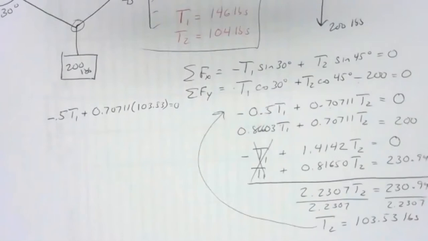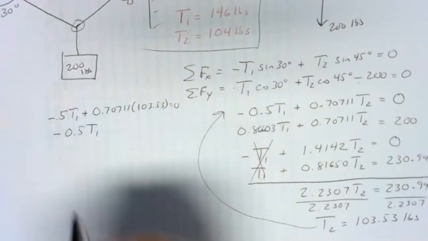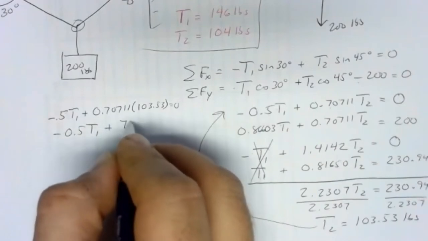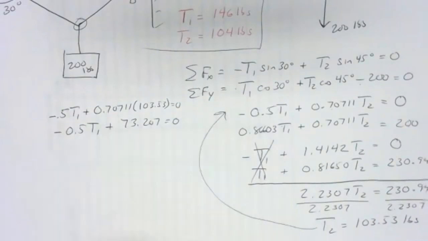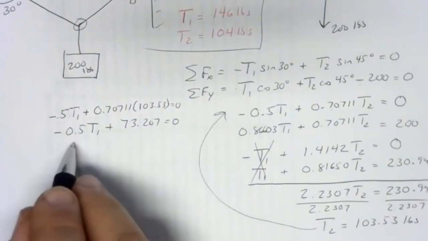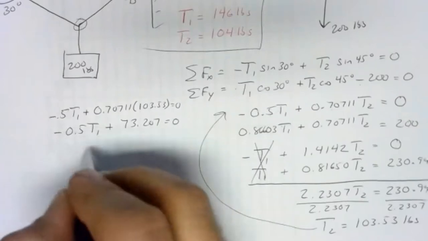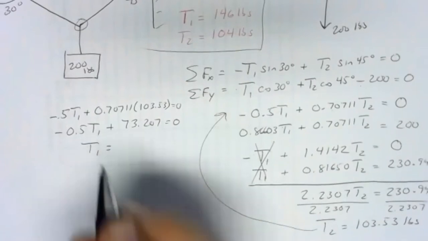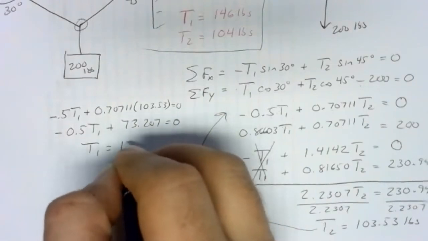So we can solve that. 0.70711 times 103.53 gives us 73.207. So we have negative 0.5 T1 plus 73.207 equals 0. And if we solve the resulting equation here, we could add negative 0.5 T1 to both sides, divide by 0.5, and we'll end up with T1 equals 146.41.